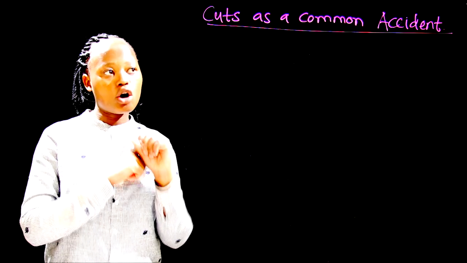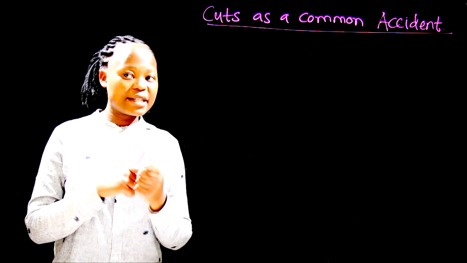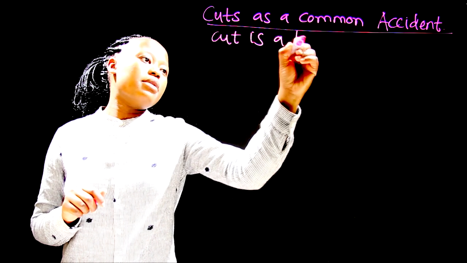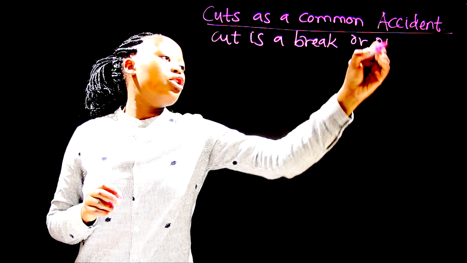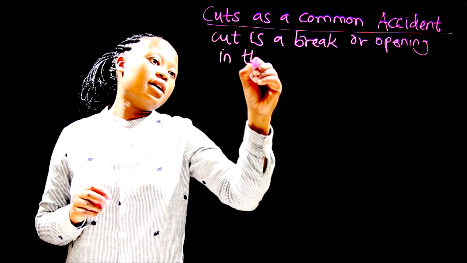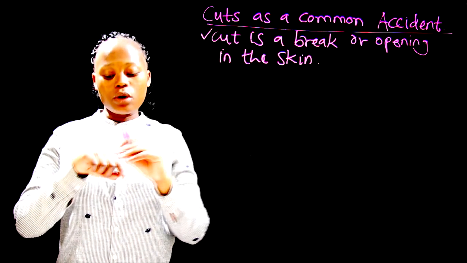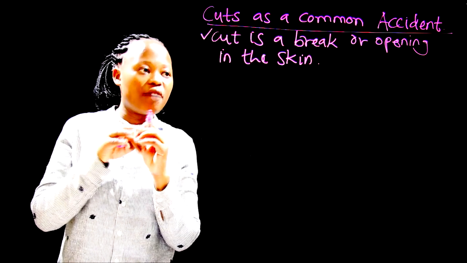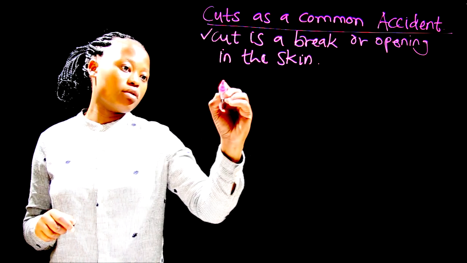With a sharp object. So sharp objects can make us cut ourselves. Now, a cut is a break or opening in the skin. So you find that when you cut yourself, you maybe break your skin, or you find that you have an opening in the skin. Now, let's look at the causes.